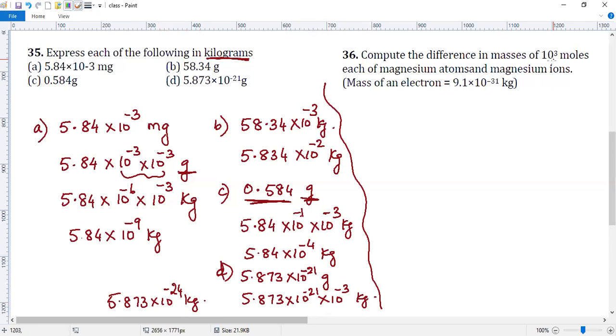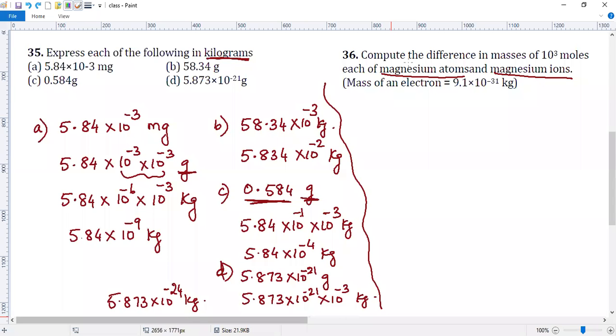Compute the difference in masses of 10 power 3 moles each of magnesium atoms and magnesium ions. So how will you proceed with this one? See, you have to find the difference in mass of 1000 moles of magnesium atom and magnesium ion. First of all, look at the difference for one atom. One magnesium atom becomes one magnesium ion by giving away 2 electrons. Okay. So what is the difference? 2 electrons becomes the difference.